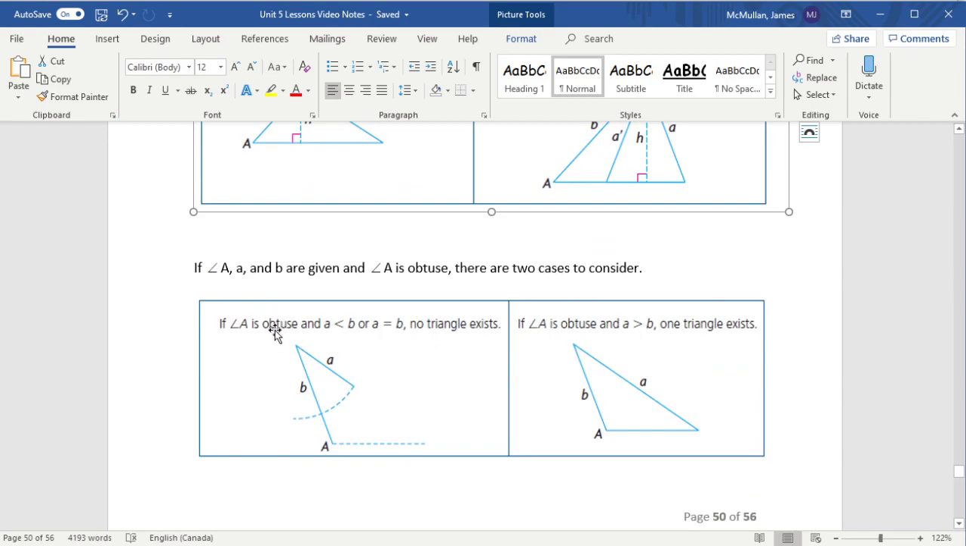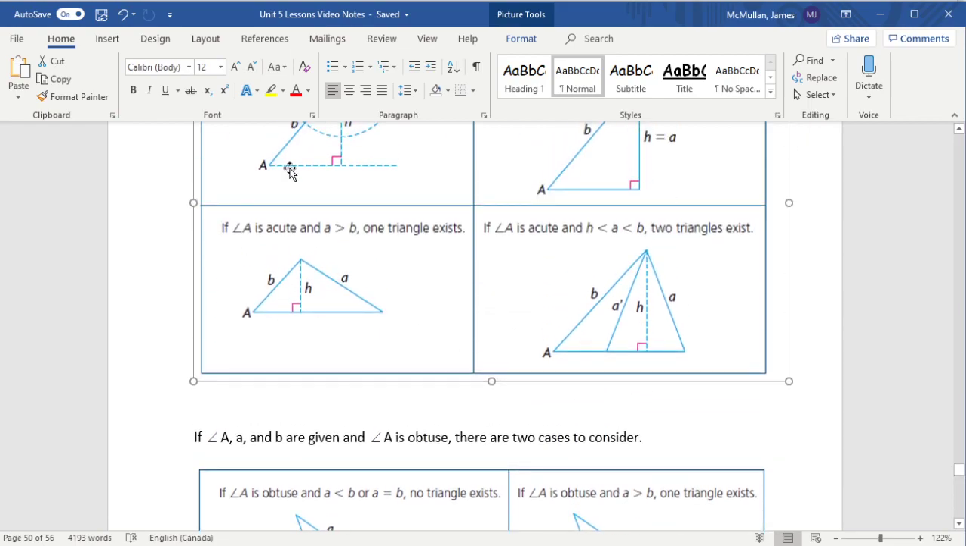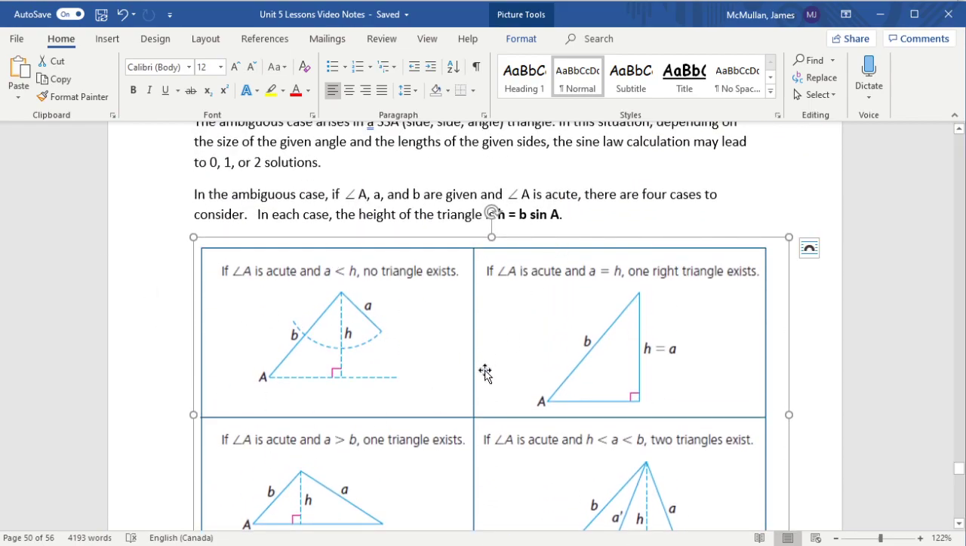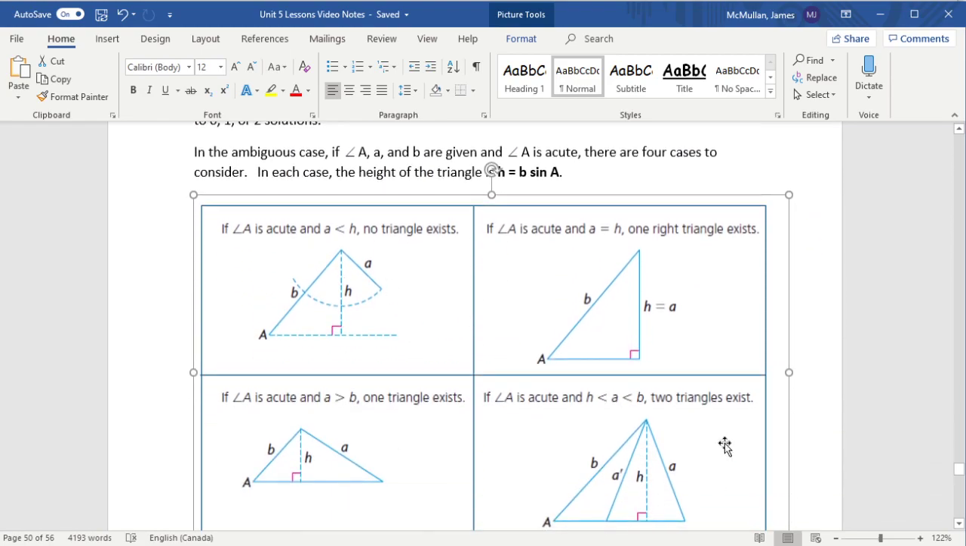Again, if A is obtuse and a is less than b or equal to b, there's no triangle. If A is obtuse and a is bigger than b, then you have one triangle. This piece of paper is really important. Go over it, study it, draw it out. Learn what this is saying.